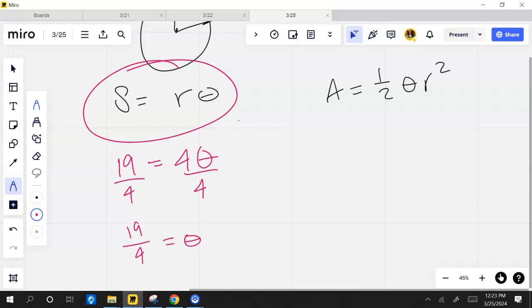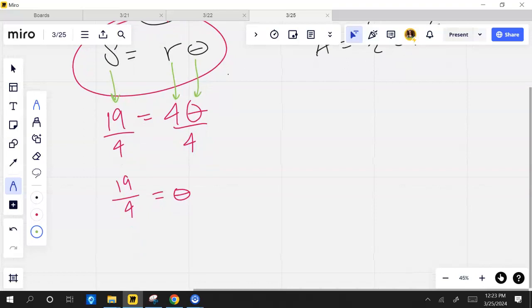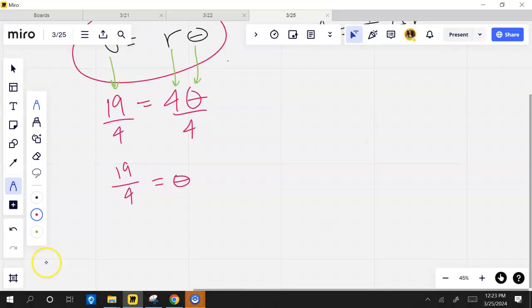That's what I'm trying to find. Okay, the arc length is 19. The radius is 4. Theta is what I'm trying to find. I divided both sides by 4 to get theta by itself. All right, 19 over 4 radians. Now I need to convert to degrees. So to do that, I'm going to multiply by what? 180 over pi. So 19 over 4 times 180 over pi.